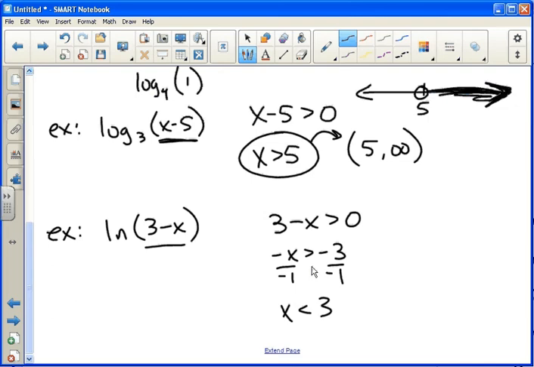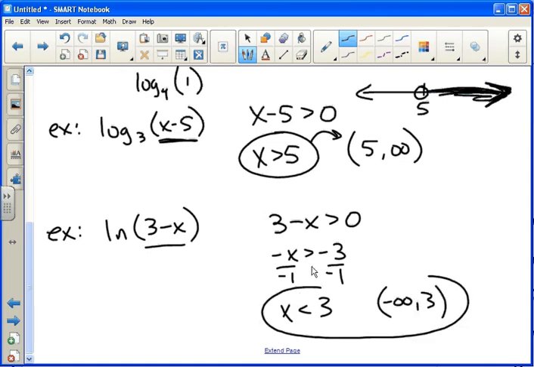Again, if you think about your number line, here's 3, we're going to do everything less than 3. So that's why it goes negative infinity to 3 for that one.